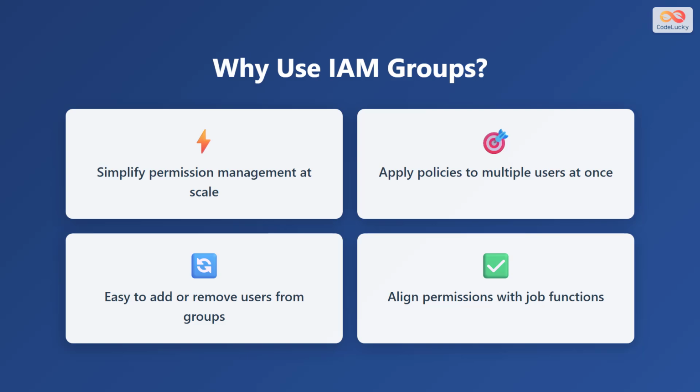There are several important benefits to using IAM groups. First, they simplify permission management at scale, especially when you have many users. Second, you can apply policies to multiple users at once by attaching them to a group. Third, it's easy to add or remove users from groups as people join or leave your organization. Finally, groups help you align permissions with job functions, making your security model more organized and understandable.